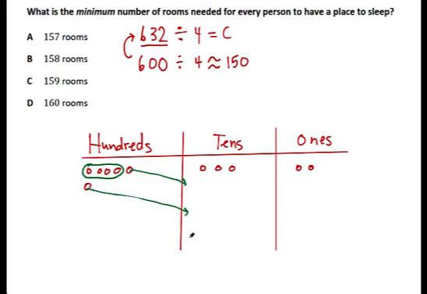If I can't group them in 4, I have to move them to the next smallest place value. So if I have 100, that's actually 10 tens. So I move this 100 over here, so that's 10 tens. Same thing here. I've got to move this 100 over to the tens, and that would be 10 tens as well. So I just added 20 more tens because I moved 200 over.